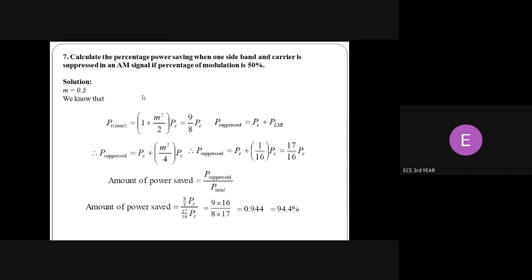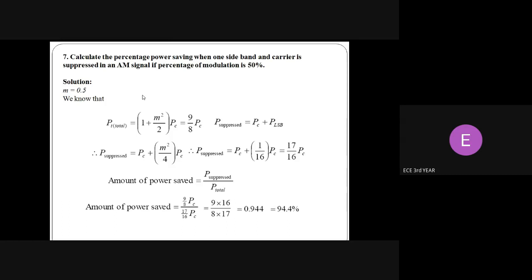So from this, the amount of power saved is nothing but 9 divided by 8 into PC, divided by 17 divided by 16 into PC, which is nothing but 9 into 16 over 8 into 17, which is nothing but 0.944, which is 94.4%. So total power saved is 94.4%. Only 5.6% of the energy is used to transmit the signal.